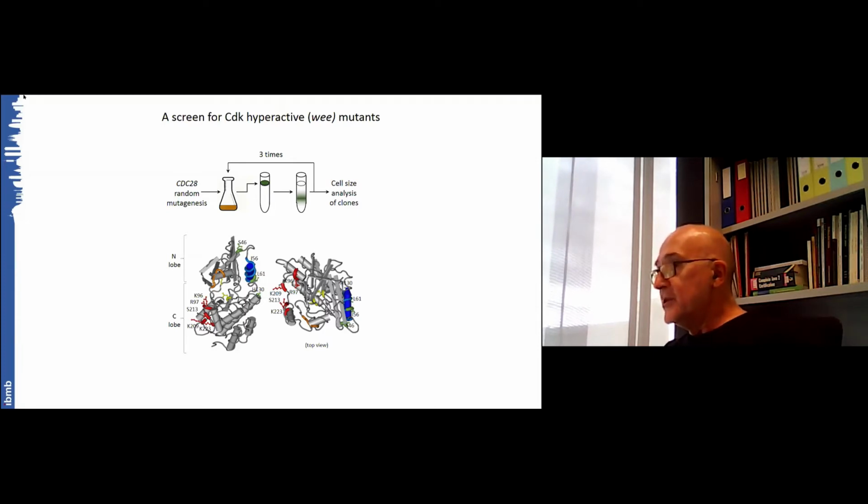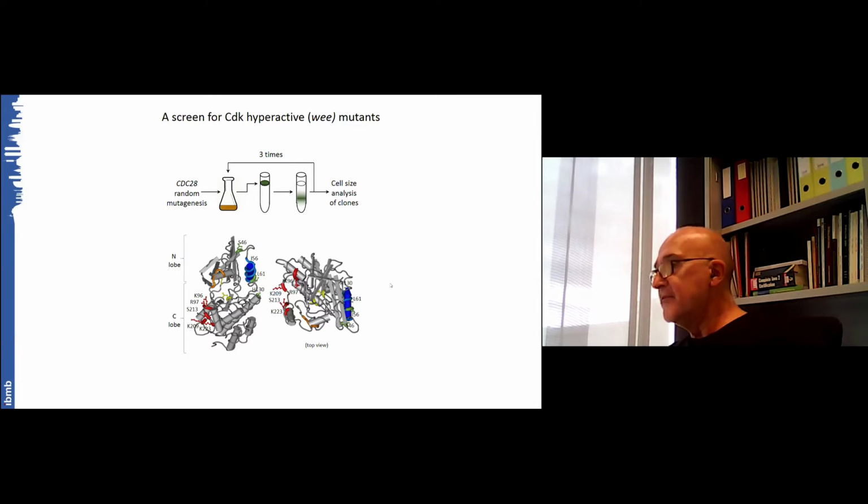So what we did was just to mutate CDC28, which is the only CDK in yeast. We placed the cells here on top of the gradient. Then after a while, we just picked up the cells on top of the gradient, the smaller ones. And we just repeated this 3 times to finally sequence the CDC28 alleles that were present in those small cells.